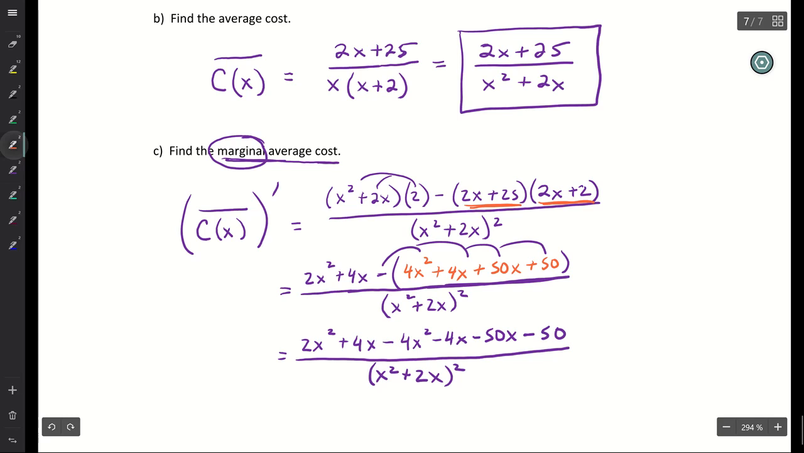All right, from here, let's see if we can cancel or simplify anything. As far as simplification is concerned, it looks like we have a 2x squared minus a 4x squared. So that's going to end up giving me a negative 2x squared. So let me take this over here. We're running out of room a little bit here. So negative 2x squared. And then it looks like we have a positive 4x and a negative 4x that would cancel, but I still have this negative 50x. And then it looks like I have a negative 50 at the back. And then still over denominator squared.